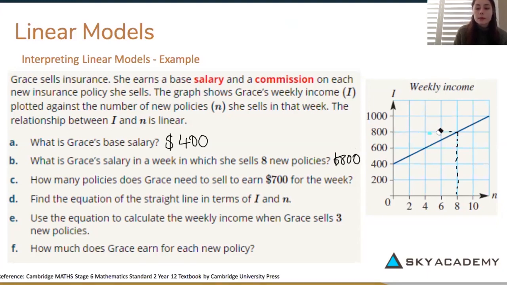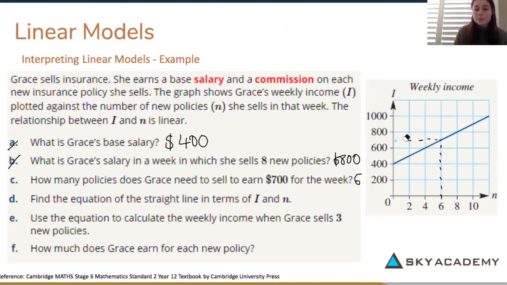Question C. How many policies does Grace need to sell to earn $700 for the week? We're going to go down to where 700 would be, which is about here, give or take. We'll go across until we hit the line. We hit the line here, so we go down and we come to the number 6. So she needs to sell 6 policies to earn $700 for that week.